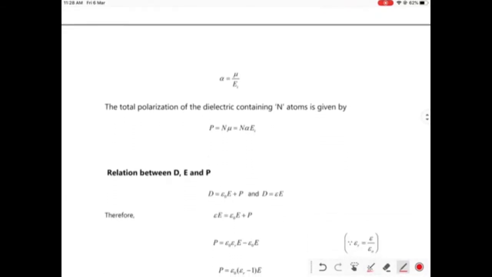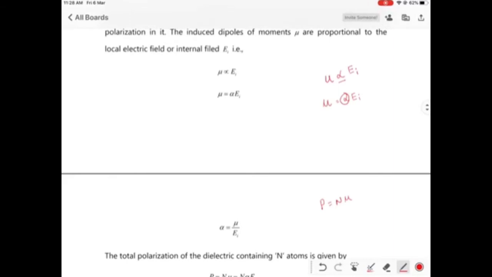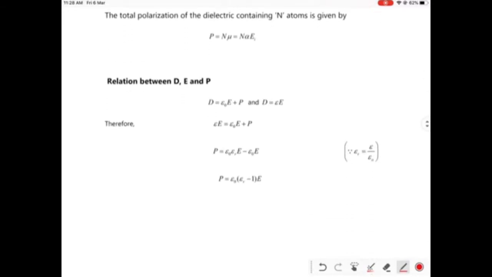The total polarization of the dielectric material with capital N atoms is given by P is equal to capital N into mu, whereas mu is equal to alpha into EI. On substitution, P is equal to N into mu, that is equal to N alpha EI. So the polarization is equal to N alpha EI.